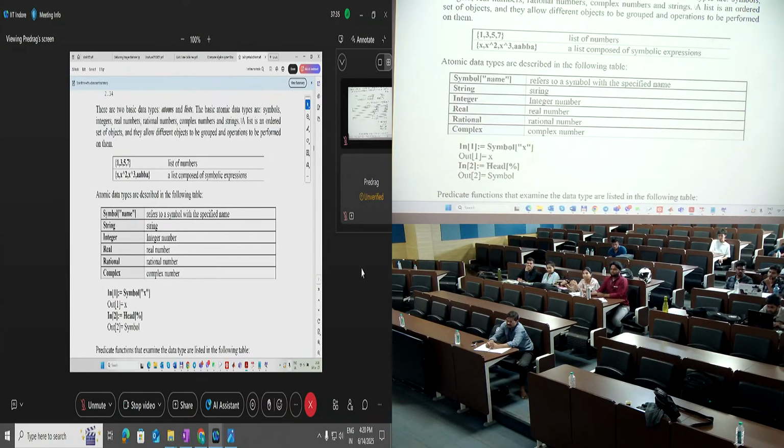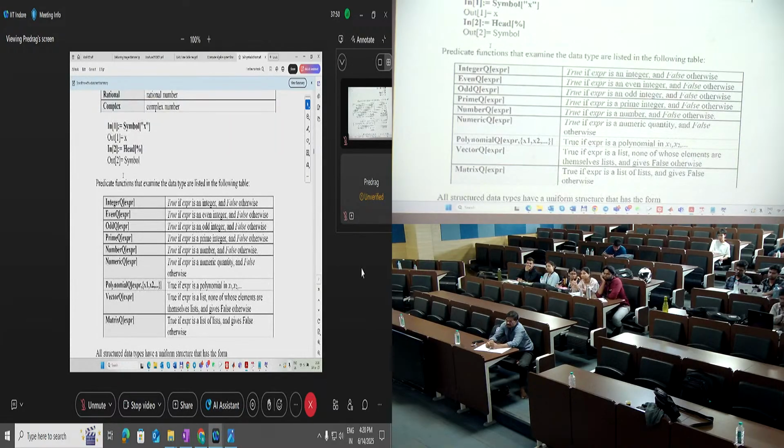Real numbers, rational numbers, complex numbers, lists. A list is an ordered set of objects. Elements of a list can be of arbitrary type. In one list, we can include elements of arbitrary type. Test functions. This table contains a list of test functions. How can we recognize a test function? Q at the end of the name. Q at the end of the name means it is a predicate function. The output is True or False.